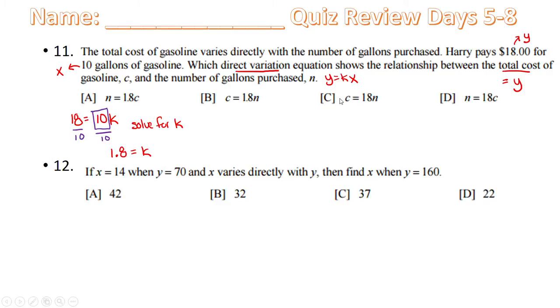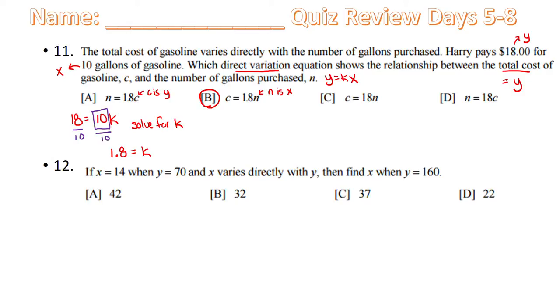If I plug that back into my equation of y equals kx, then that means I'm going to have y equals 1.8x. But again, we have two answer choices that have 1.8, so we've got to know where y is supposed to go. y is supposed to go on the right side, and that's where they have n for a and c for b. But we know that total cost is C, which was my y. So that's the reason why B is the answer.